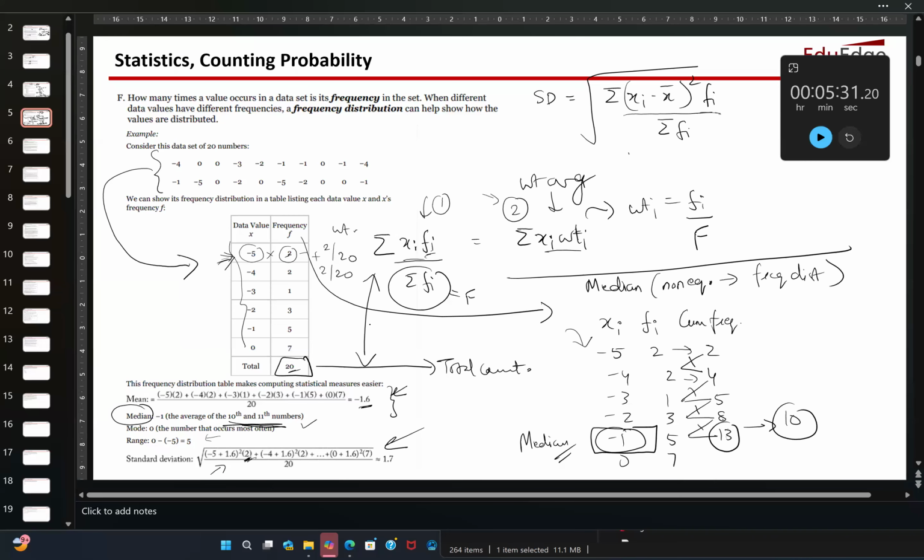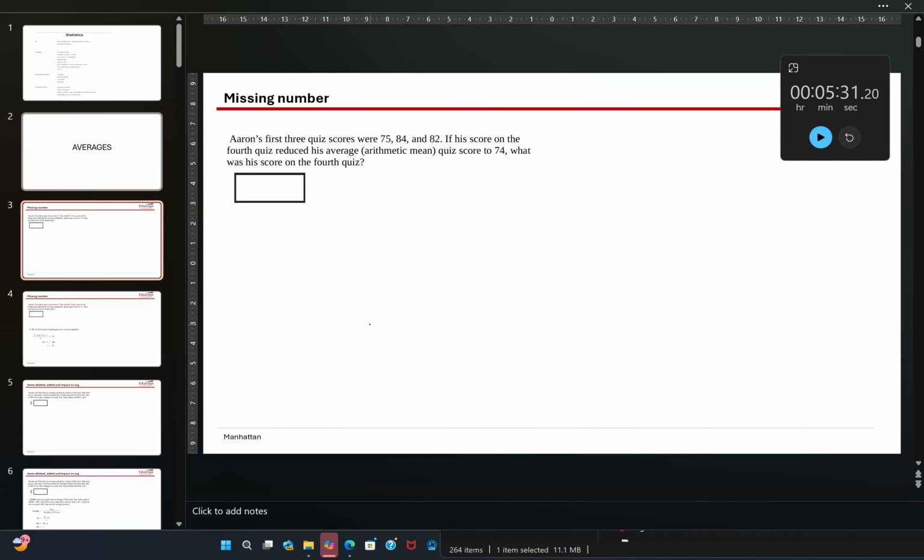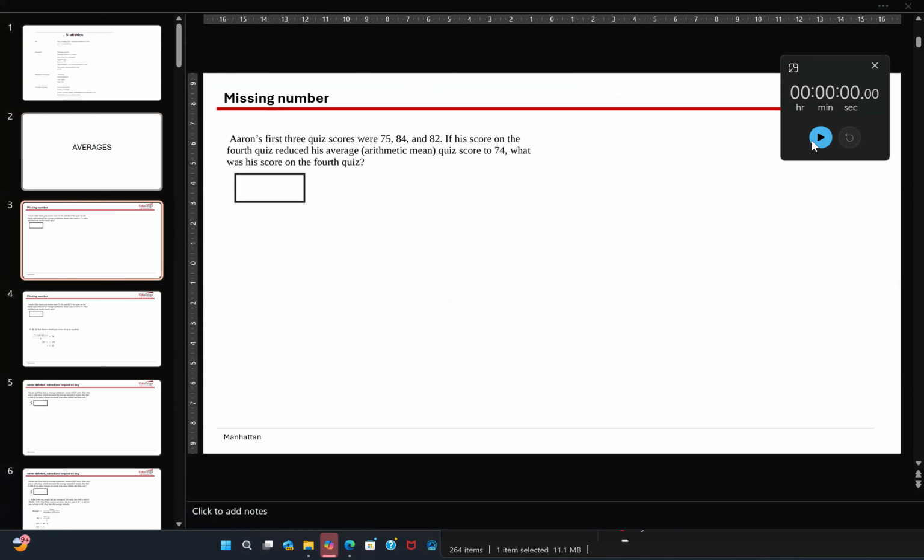Counting probability, I will not do today, right now. Let's just focus on stats and let's go through a few basic problems. These are now problems on averages and weighted averages. Okay. So the score on the fourth reduced to 7.